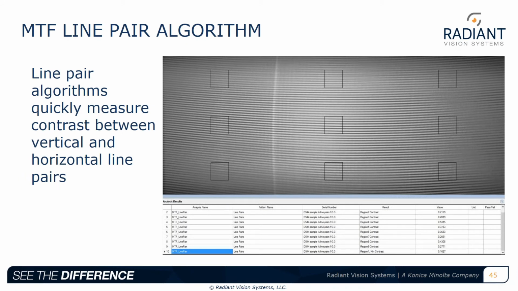Line pair, another way to assess image clarity. We're presenting horizontal lines on the device, and then we're looking at the contrast in these regions.